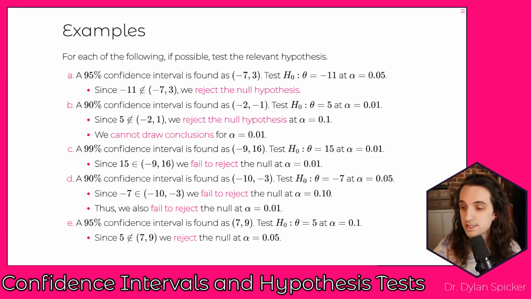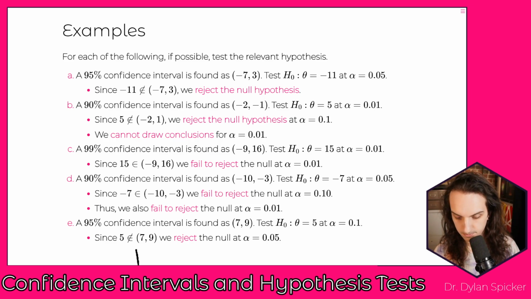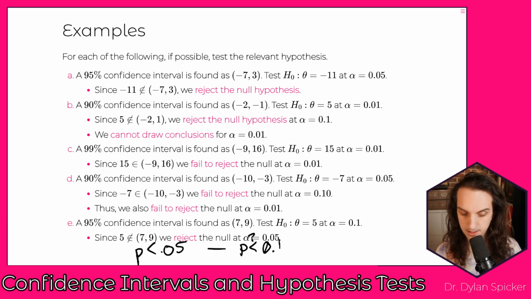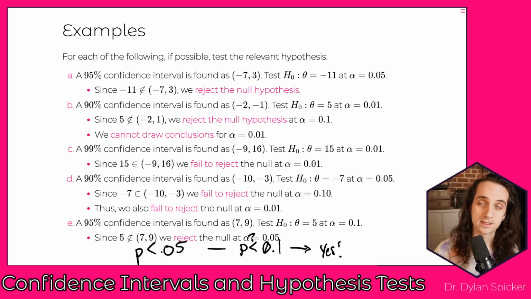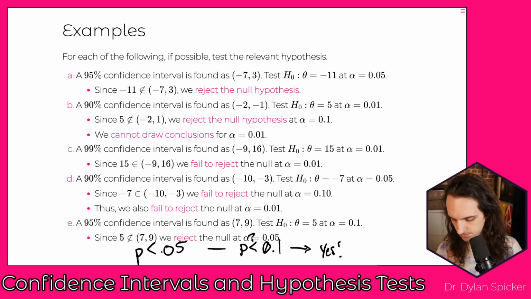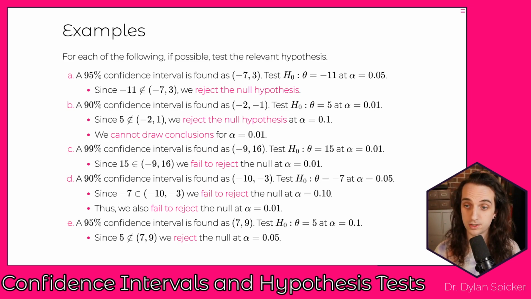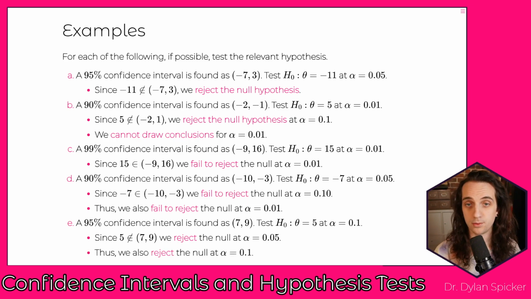But then what can we say at alpha equals 0.1? Well, if you reject the null hypothesis at 0.05, then we know the p-value is less than 0.05, right? So we have p is less than 0.05, right? What we want to know is, is p less than 0.1? And the answer is going to be yes, right? Because we know it's less than 0.05. And so in this case, we can also reject the null hypothesis at 0.1.